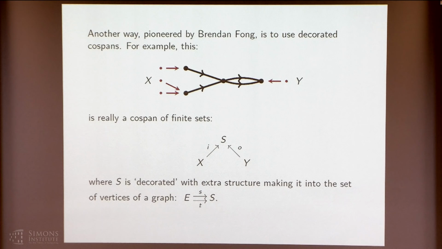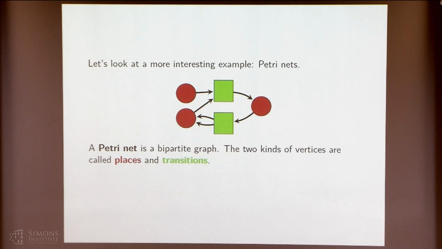And so what Brendan did is come up with a nice technology for constructing categories where the morphisms are decorated cospans. So you have to say how to compose them. There'll be symmetric monoidal categories, so you have to say how to tensor them. And you want to be able to do various nice things with them that are the kind of things you want to do in network theory. But I want to show you how this works, and I want to use a somewhat more interesting example than the example of graphs. So I'd like to use Petri nets.